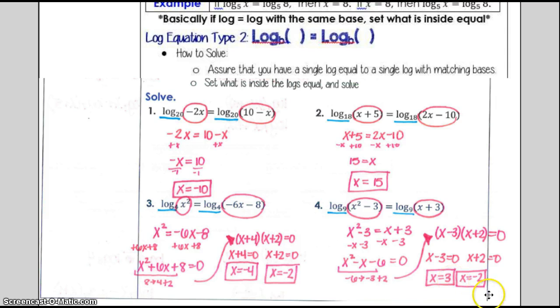So those are the two types. Look those over, make sure you know both of those, and we will practice on Friday.